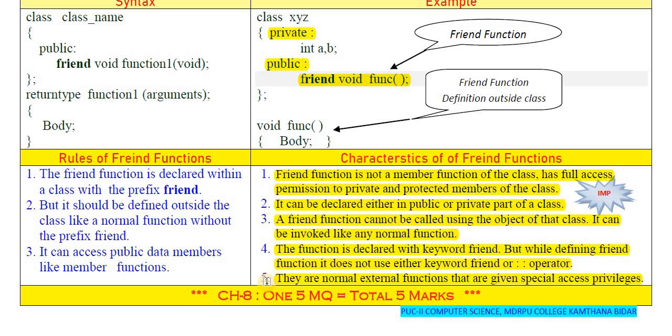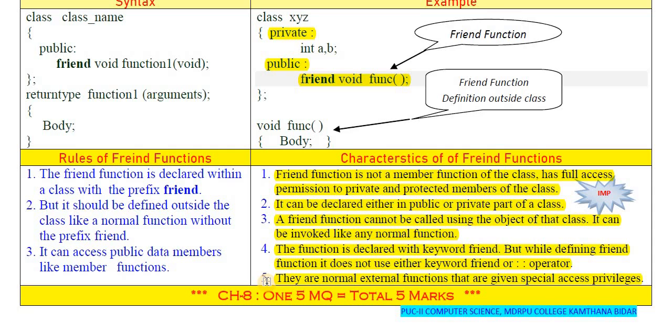So this is about chapter 8. In this chapter 8, there are 3 important topics: function overloading, inline functions, and friend functions. So a question will come like what is a friend function? Write the advantages or need of friend function. What is function overloading? Write the need or advantages of function overloading, or sometimes it will ask for an example program.